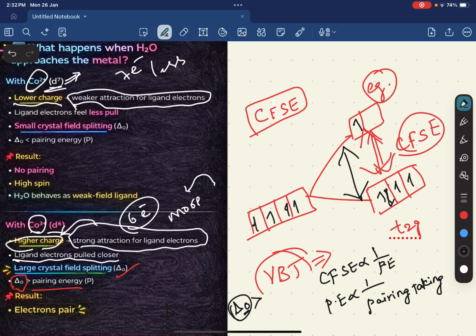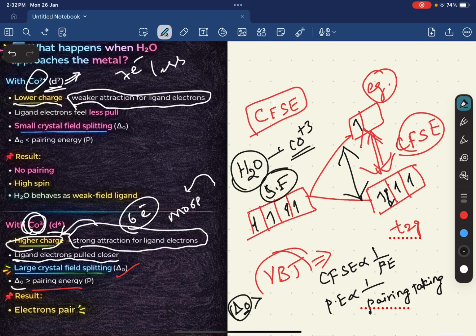Pairing energy is more, which indicates delta naught is more for this complex Co3+, so that pairing takes place. Where pairing generally takes place when the ligand is considered as strong field. So what is the conclusion here, students? H2O, if it is with Co3+, H2O behaves as strong field ligand.